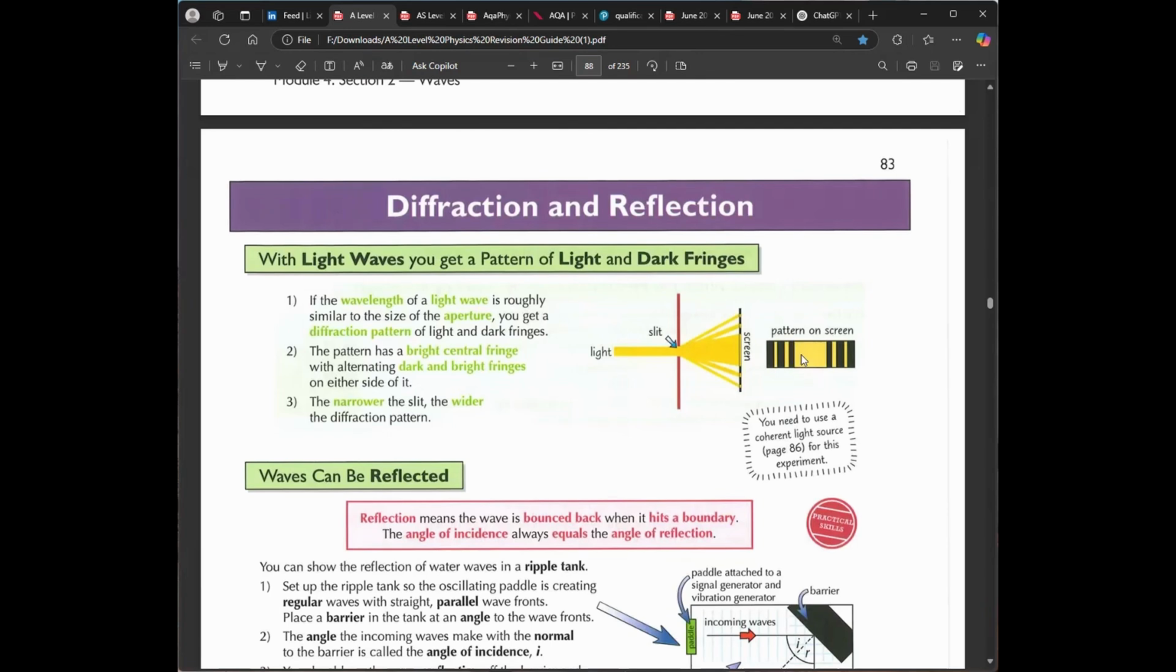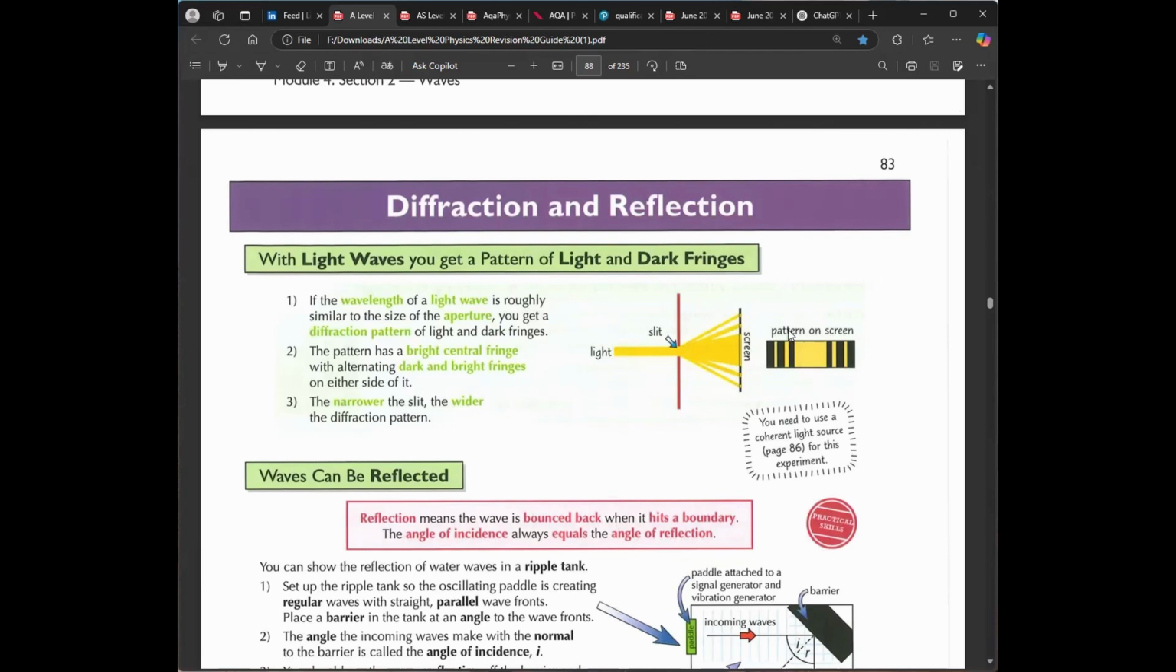Do you guys know why that is? Why does that happen? I know this is diffraction, but why does that happen? Do you guys know? Any of you? No? All right.